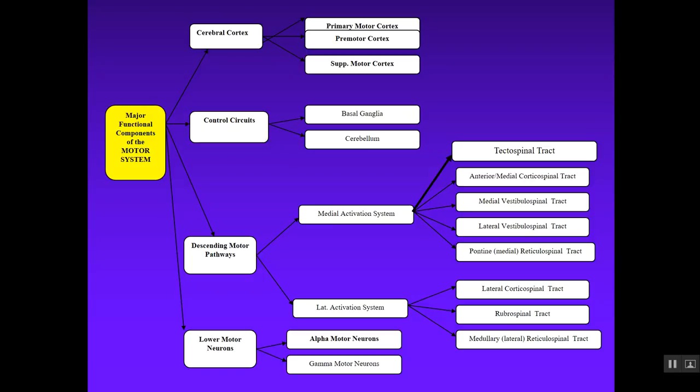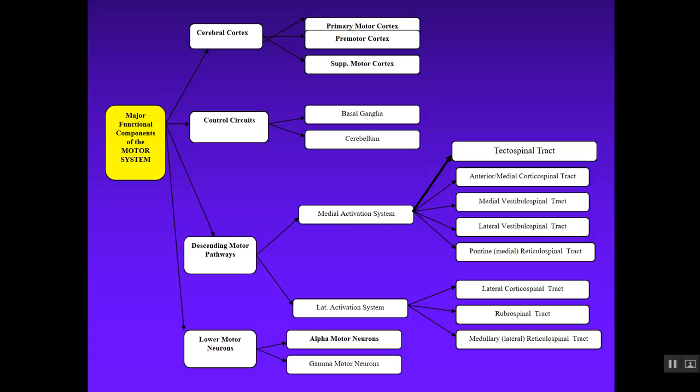I do want you to be aware that most textbooks and most significant resources do talk about a tectospinal tract, so I want you to at least be aware that there is a tectospinal tract. So we'll cover that today. And then the lateral activation is made of the lateral corticospinal tract, the rubrospinal tract, and the medullary reticulospinal tract.